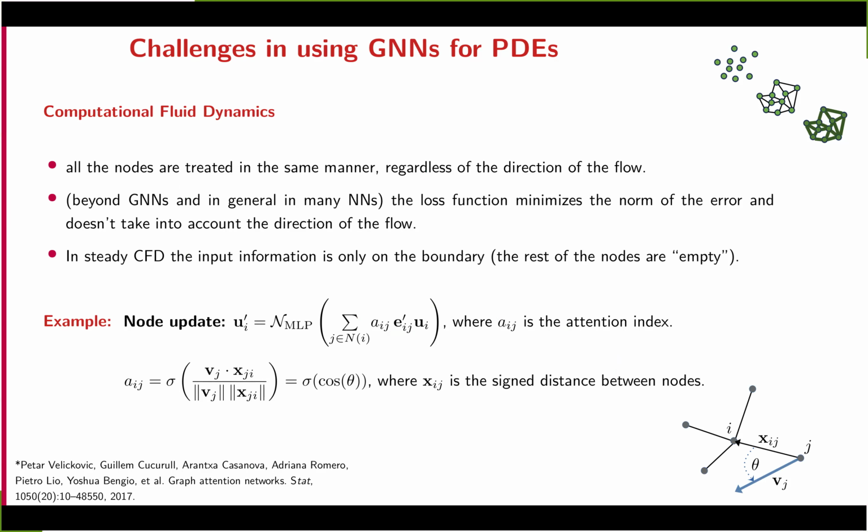The other problem that is very similar to the problem that I talked about for the mechanics case is steady CFD, where basically the only inputs that we have are the geometry and the information on the boundary. And according to our approach, where we want the input to be the whole computational domain, basically we're left with a lot of empty nodes in a way. And so probably using this type of graph nets is not the best thing to do.